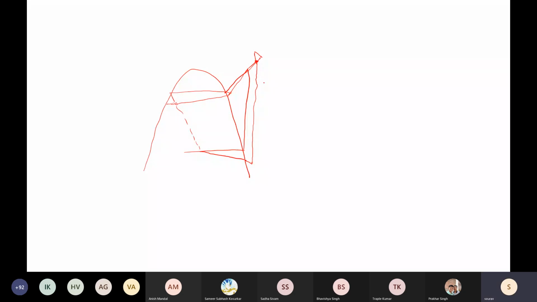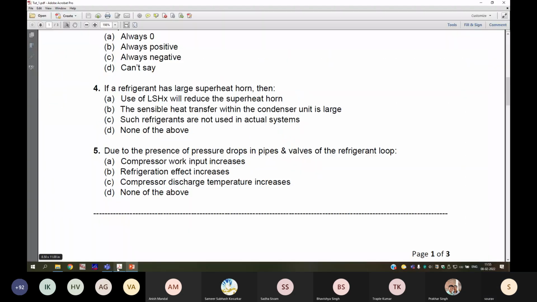Okay, so it doesn't talk about the isentropic efficiency. It is just about the presence of pressure drops in pipes and valves of the refrigerant loop. So which of these things will happen? Compressor work input increases, definitely. Refrigeration effect increases, or it remains the same, or decreases. Can you comment on that?